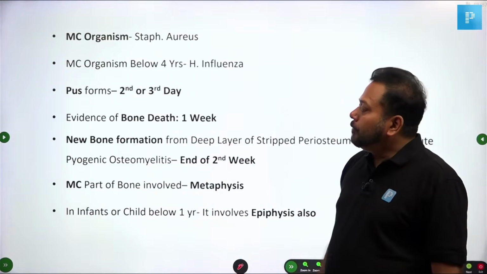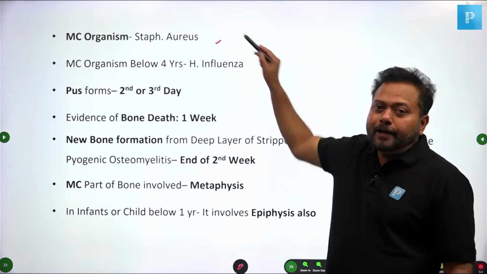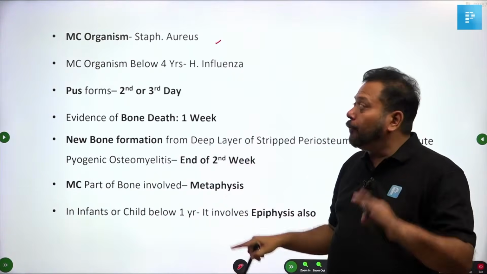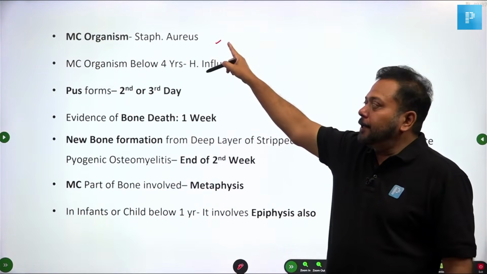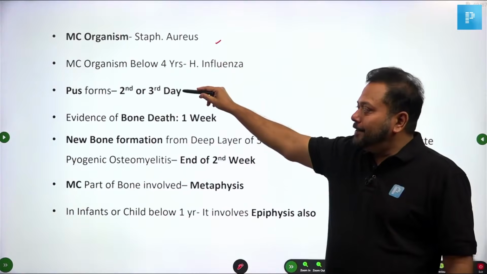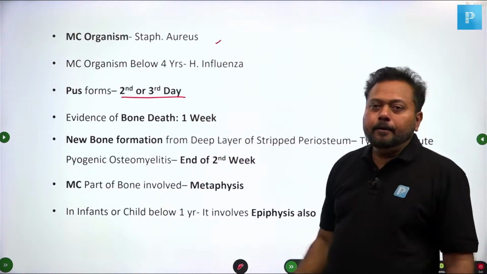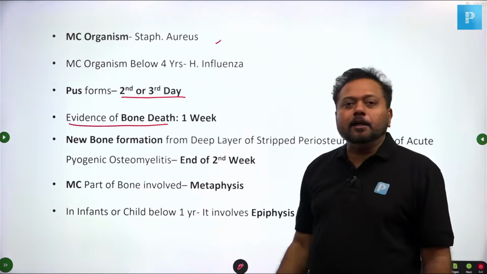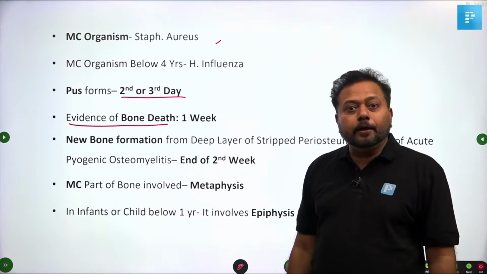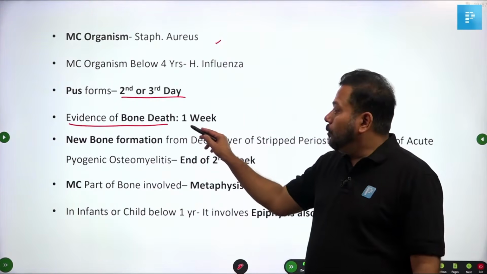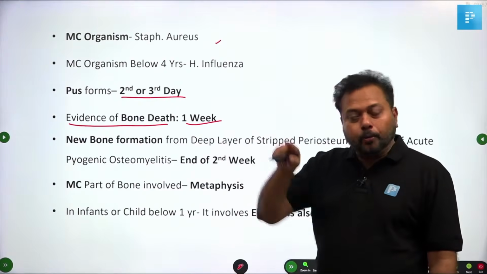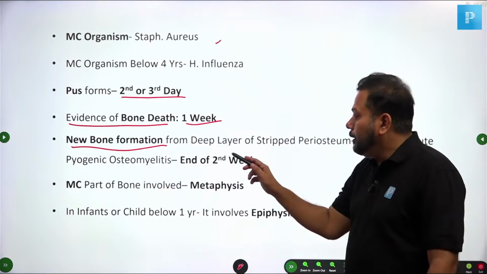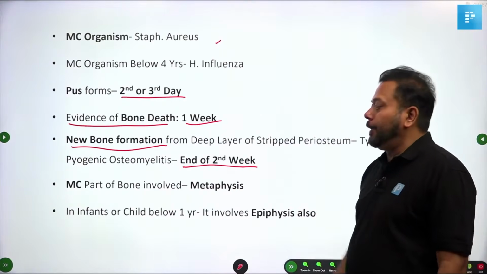You see here, the most common organism is Staph aureus. I am not going to take all the points, only this slide you focus on. Pus is formed on the second or third day, that is not seen in the X-ray. Evidence of bone death is called sequestrum. End of 1 week, that's the question. New bone formation is called involucrum. This happens at the end of the second week.